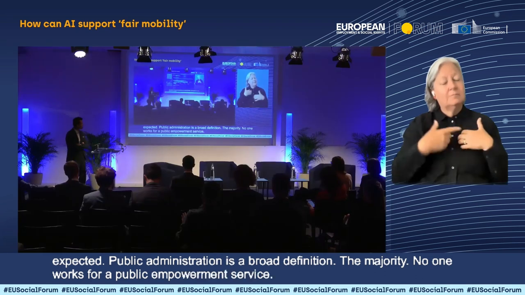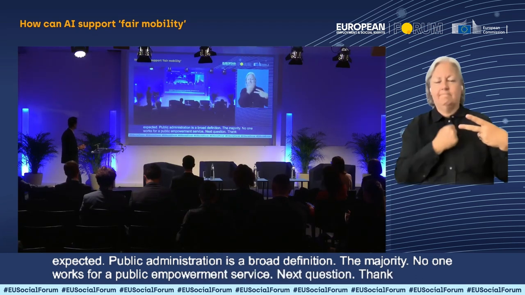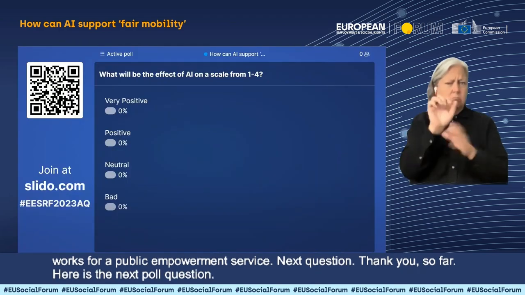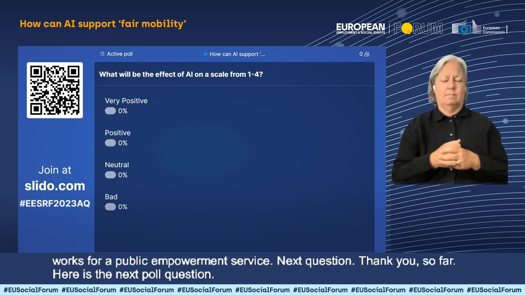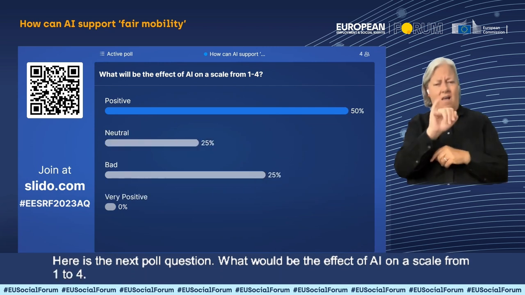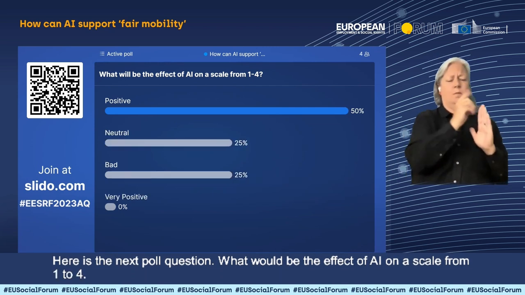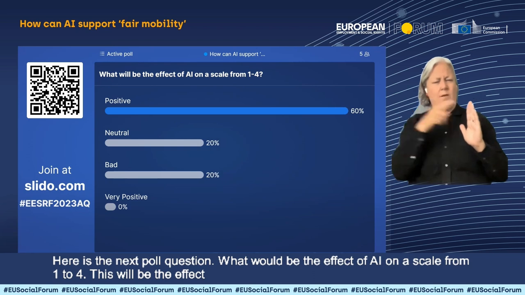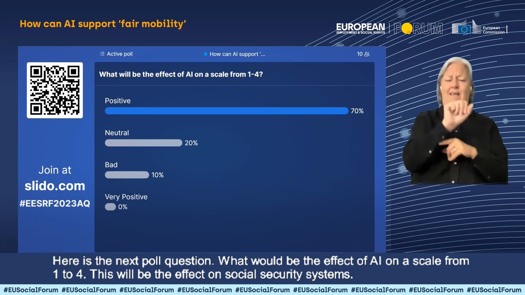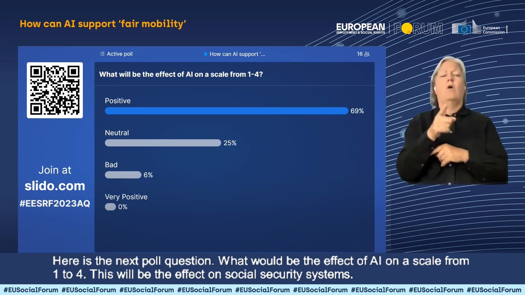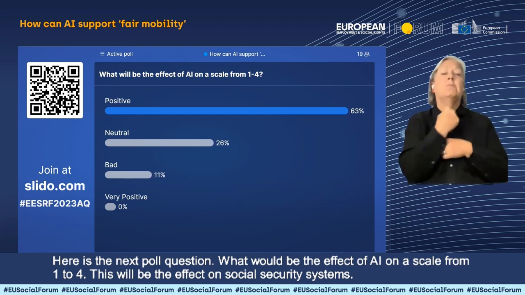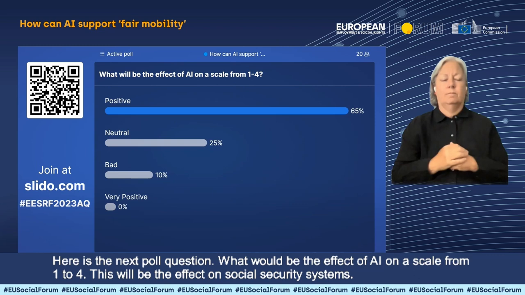Thank you very much so far. Here's the next poll question. What will be the effect of AI on a scale from 1 to 4? And what we mean is the effect of AI on social security systems. Let's wait a bit more for the sample to be representative.